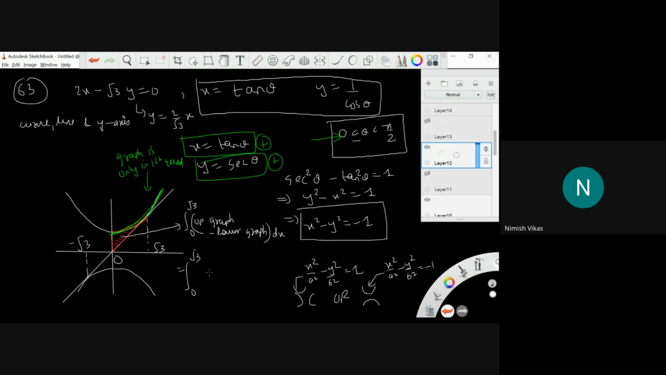Upper graph is the hyperbola. So what is the hyperbola? We have y square is equal to x square plus 1. So here y is equal to under root of x square plus 1. So the upper graph is under root of x square plus 1, minus the lower graph y is equal to 2 by root 3 x, dx. So this will be the integral. With this you can solve and then find the answer.